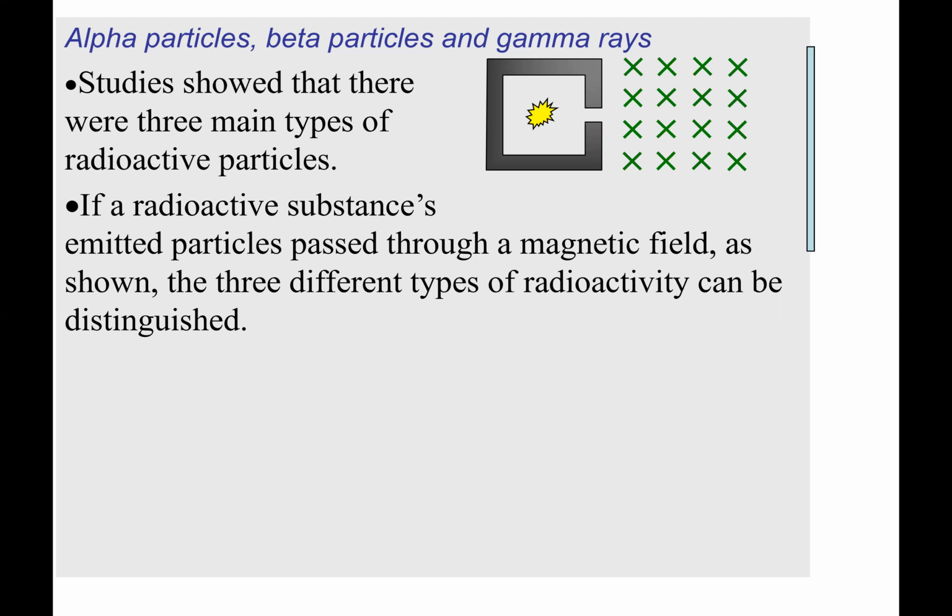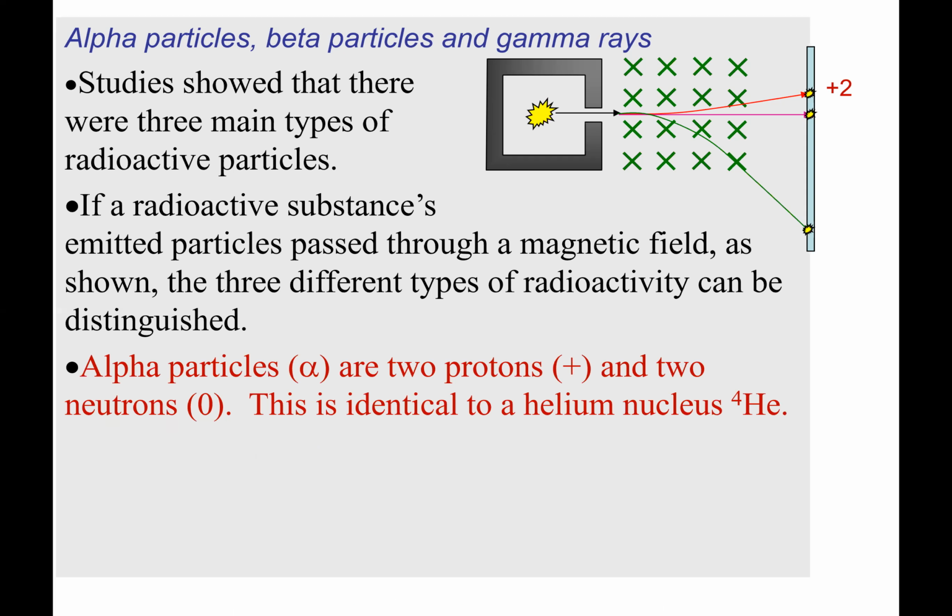And so they discovered that sometimes these radioactive particles, when they went through that magnetic field, deflected upwards, just a little bit. Sometimes they didn't deflect at all. And in other cases, these radioactive particles deflected downwards, in the opposite direction, as they passed through the magnetic field. Well, the ones that deflected upwards slightly in this scenario, those are what we call alpha particles.